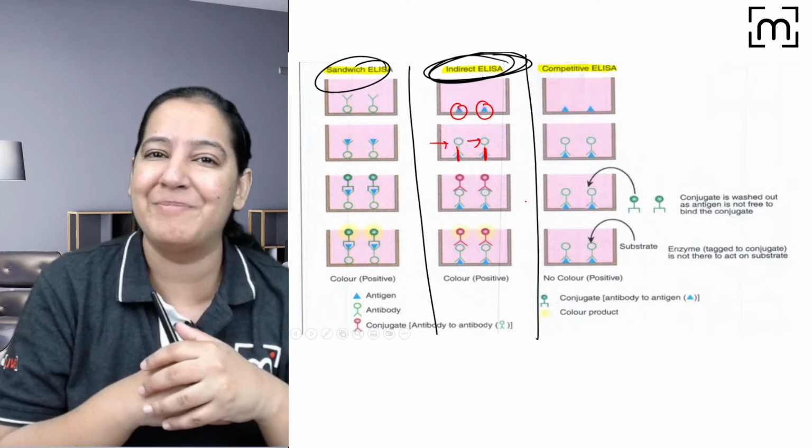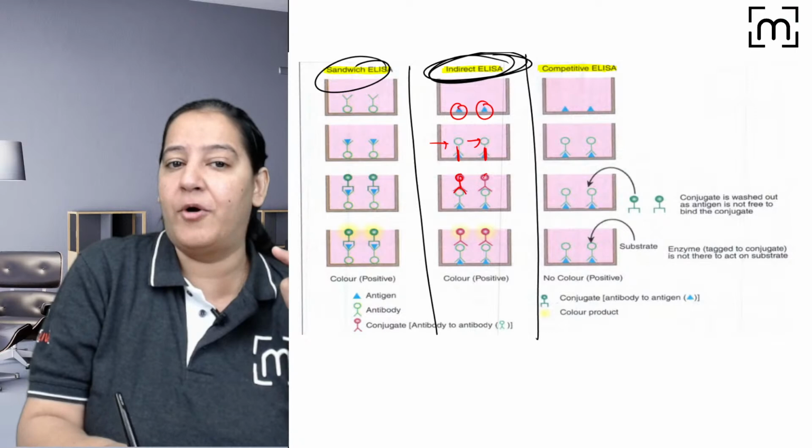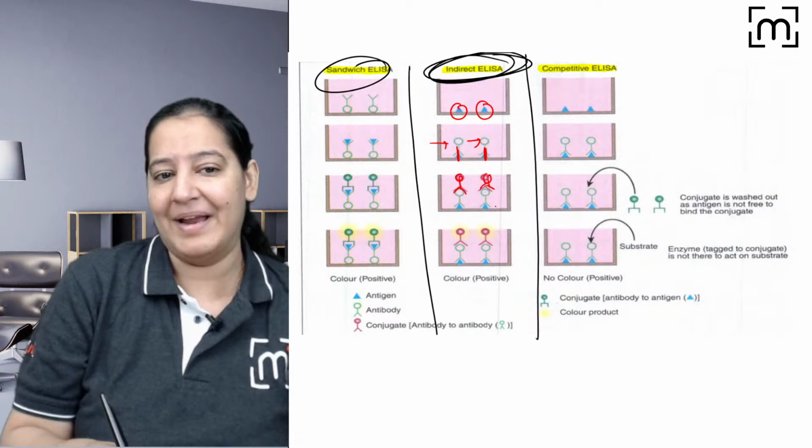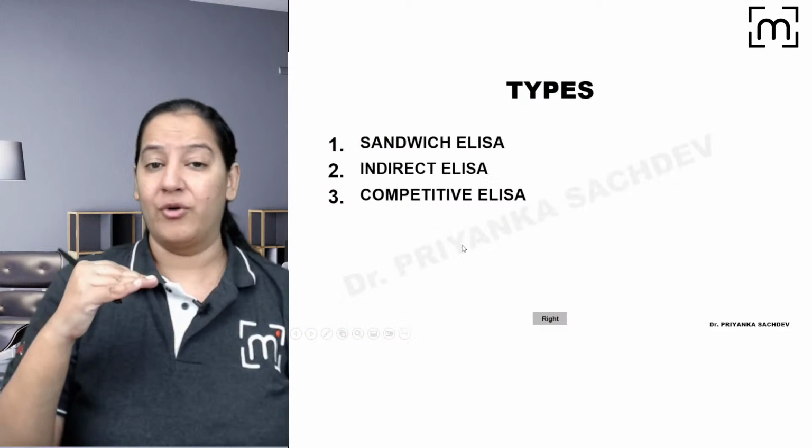Right. In the third step you are adding antibody against antibody. If you zoom the diagram you can see it clearly. These antibodies are against antibodies and they are enzyme linked. And in the fourth step you are adding the substrate, so color changes there. So 1, 2, 3, 4. How to write in the exam? The same four steps you have to write like this.